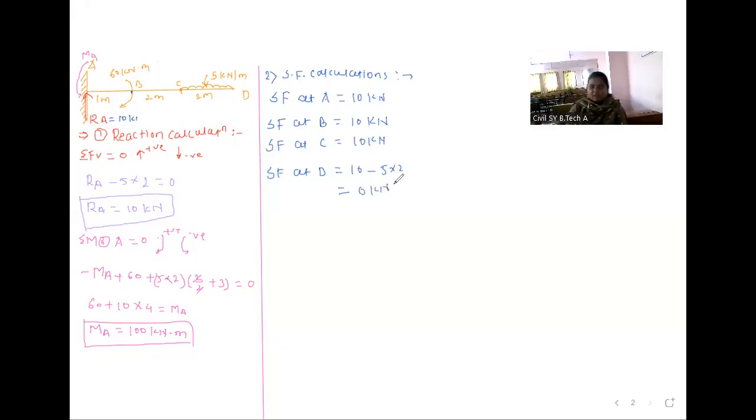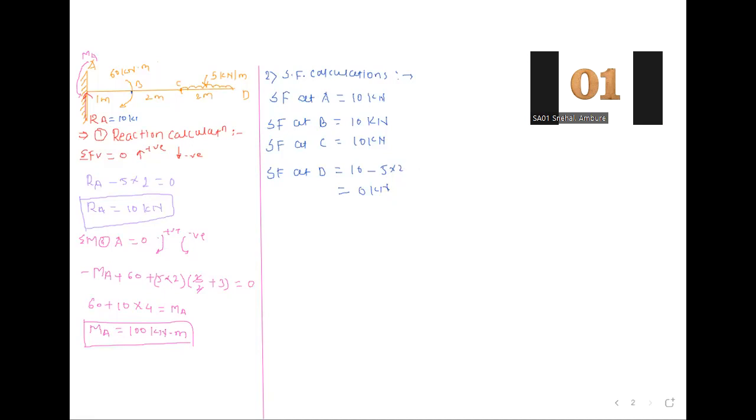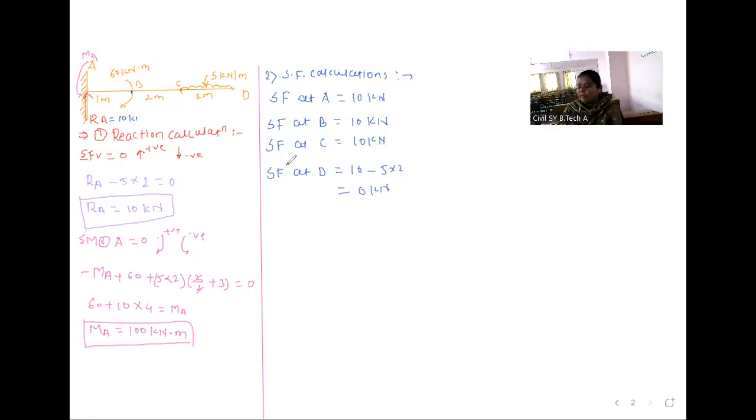Okay. Anybody having doubt in shear force calculation? No, ma'am. Okay, now we will move towards the third step, that is bending moment calculations. We will start from this D point. So now you tell me bending moment at D, which is equal to how much? Okay, here load is there, but perpendicular distance is 0. So bending moment at D is equal to 0 kilonewton meter.